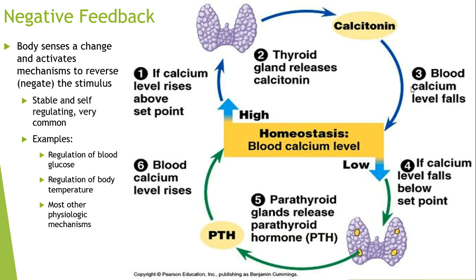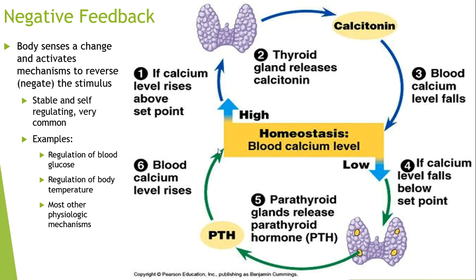Specifically, the example here talks about your parathyroid glands releasing PTH in response to overproduction of calcium, which then causes your thyroid to release calcitonin to help reduce the levels of calcium in your bloodstream. I listed a couple examples over here to the left as well. The regulation of blood glucose, which is important. For those of you who have any familiarity with diabetes, that's essentially the entire disease in a nutshell there.